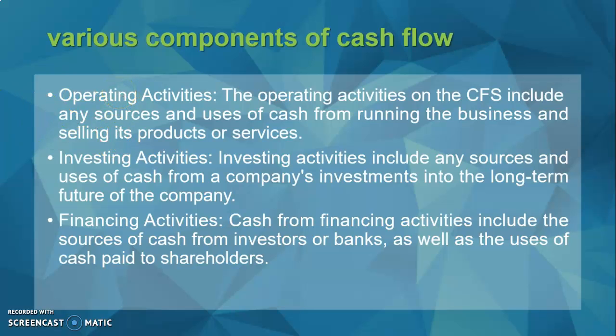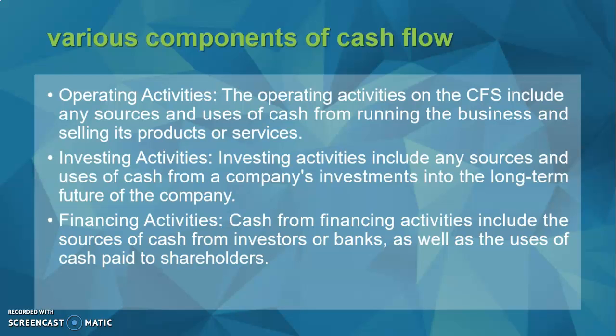The operating activities on the CFS, that is the cash flow statement, include any sources and uses of cash from running the business and selling its products or services. Cash from operations includes any changes made in cash, accounts receivable, depreciation, inventory, and accounts payable. These transactions also include wages, income tax payment, interest payment, rent, and cash received from the sale of a product or service.